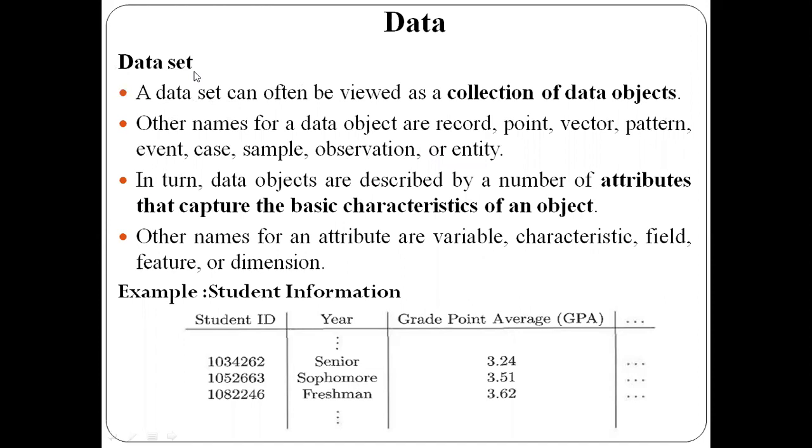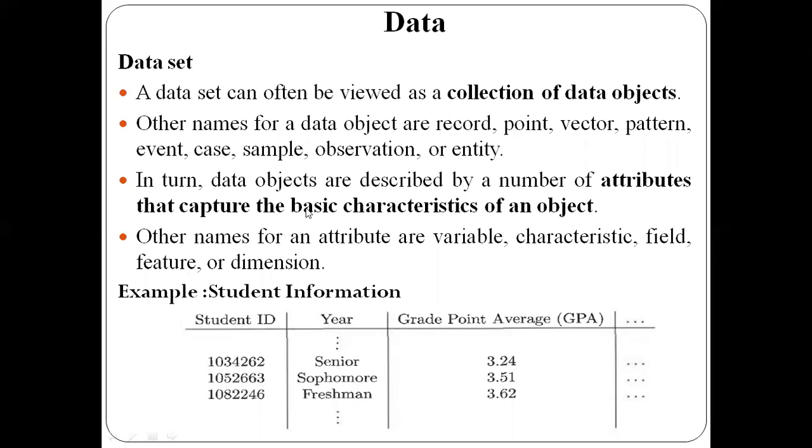For example, if you have information on student marks in a file, in Excel format or text format, and in that file you have different attributes like name, USN, marks, age, gender, and address, then all this collection of entities, the data objects, forms a data set.